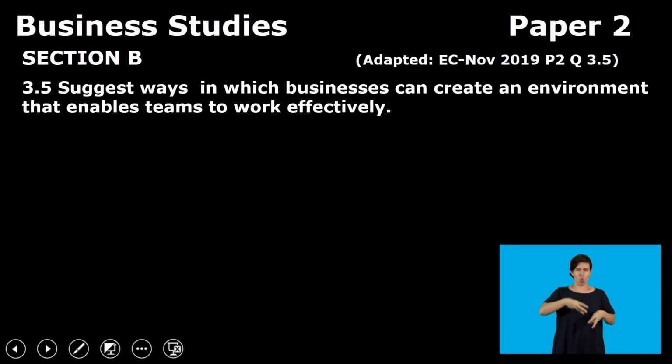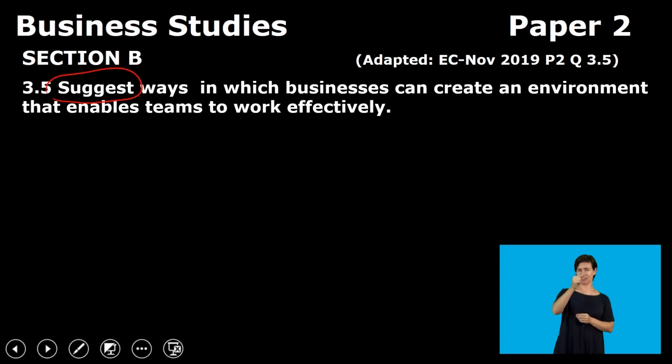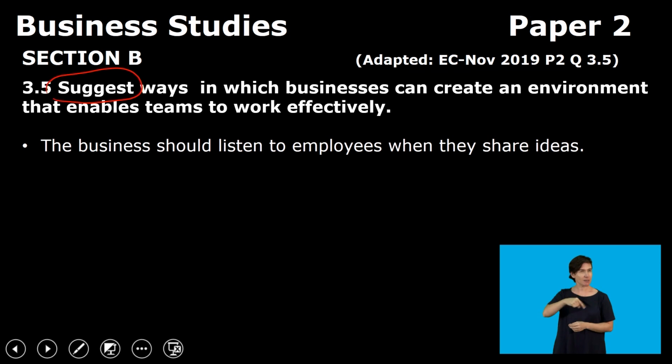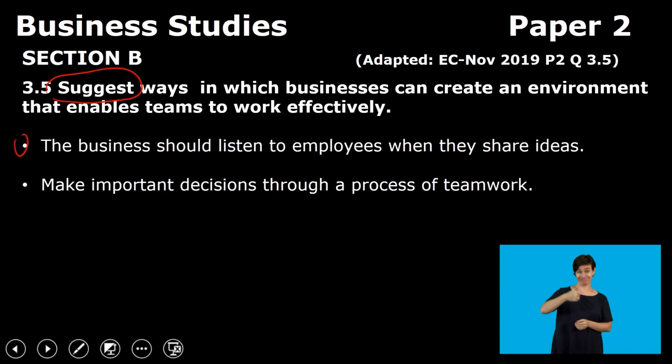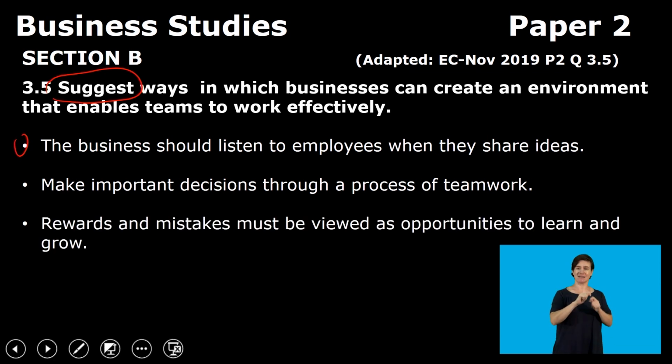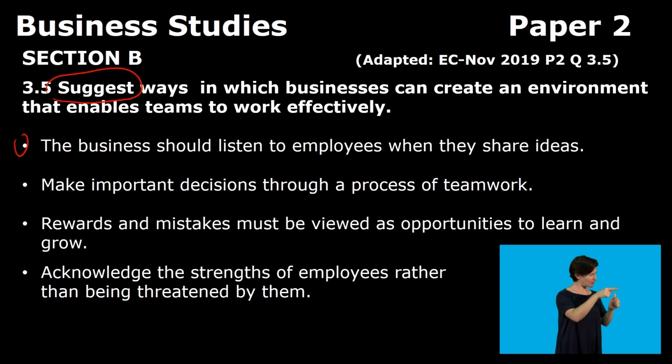Right, now we're doing question 3.5. It says, suggest ways in which businesses can create an environment that enables teams to work effectively. Again, we look at the action verb, suggest ways. Also, you're explaining, higher order thinking. Right. The business should listen to employees when they share ideas, full sentence, in point form. Make important decisions through a process of teamwork. Rewards and mistakes must be viewed as opportunities to learn and grow. Acknowledge the strengths of employees rather than being threatened by them.